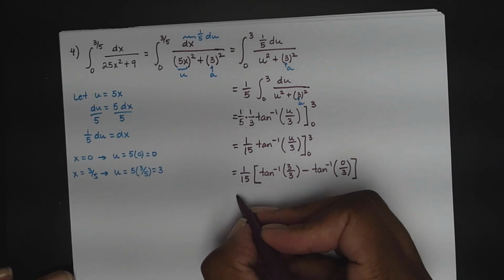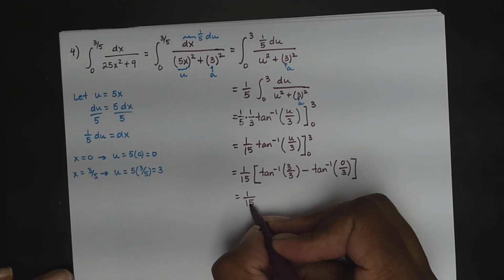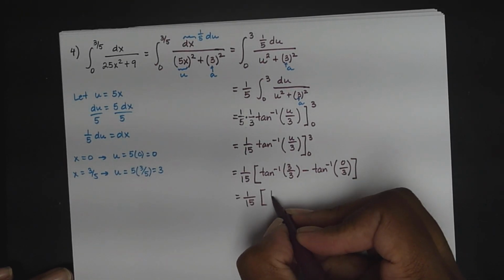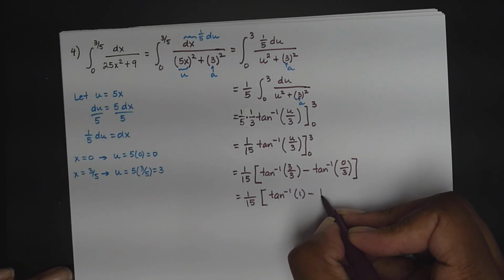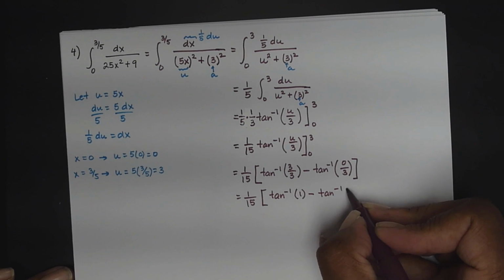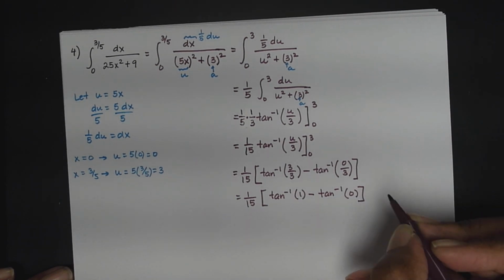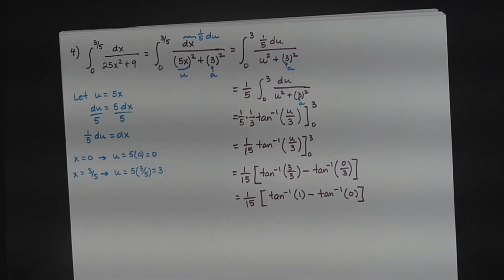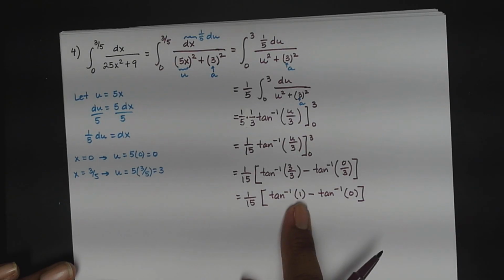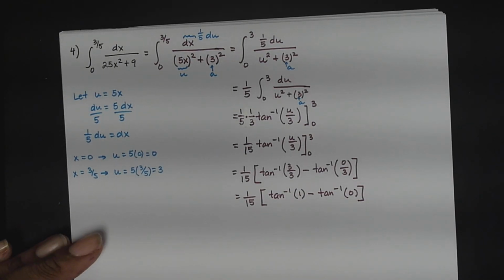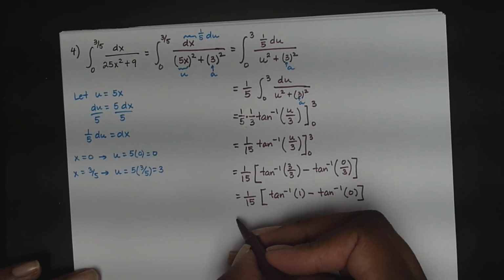Three divided by 3 will be 1. So I'm going to bring down the 1/15 times the inverse tangent of 1 minus 0 divided by 3, that's 0, so that's the inverse tangent of 0. Now we've got to think of this. One angle that would give me 1 for the tangent. Tangent of what angle will give me 1? It will have to be pi over 4.